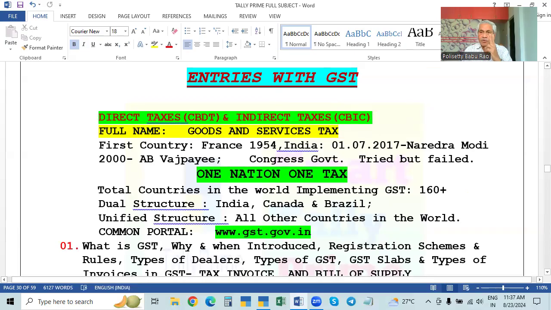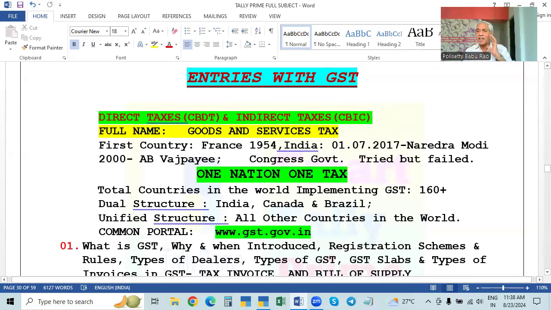Actually, in India previously, the taxes are of two types. One is direct tax and another one is indirect tax. What is the meaning of direct tax? Direct tax means the tax will be paid by the people directly to the government from their pocket. Directly it will be paid to the government. That is called direct taxes.